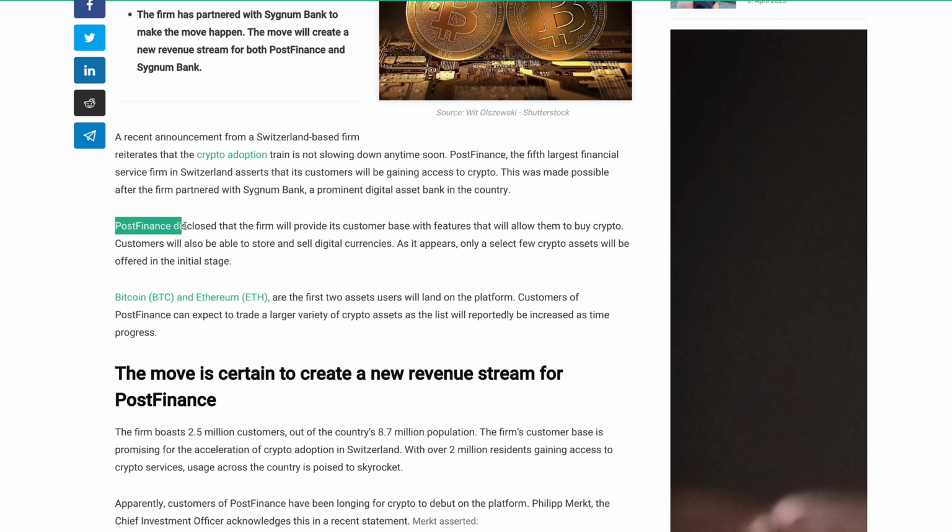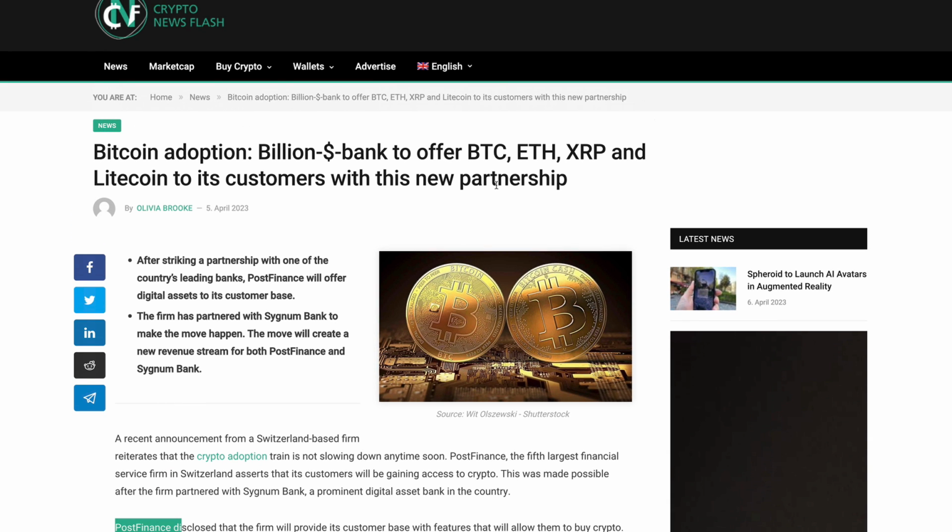So now Post Finance and Sygnum Bank are working together to offer some of the largest, it used to be some of the largest cryptocurrencies. I mean, Bitcoin, Ethereum, XRP are still in the top 10. Litecoin, I'm still kind of confused about Litecoin.